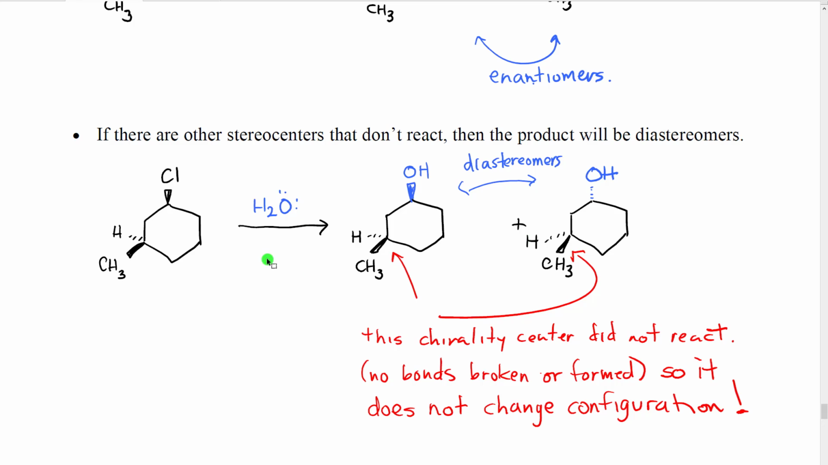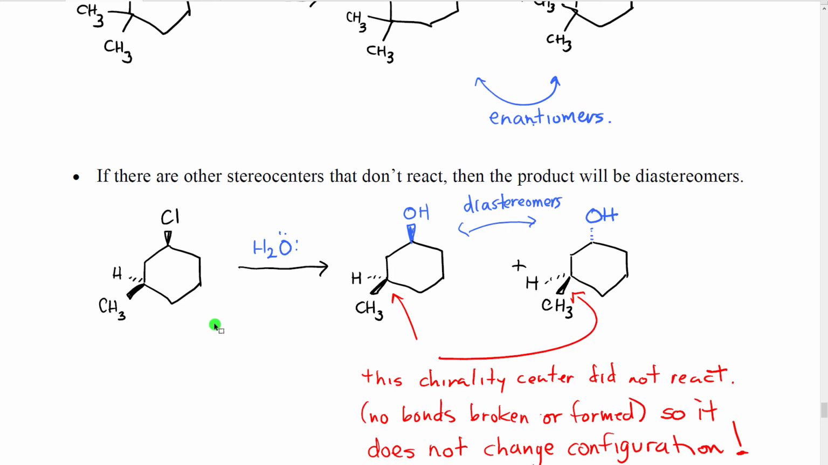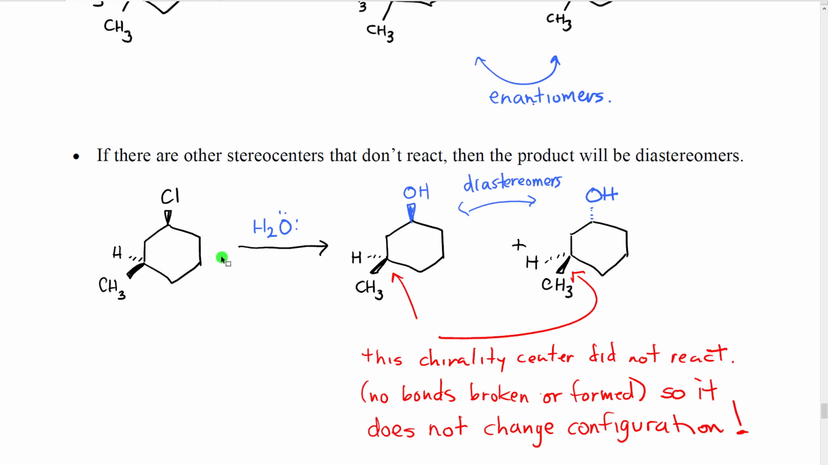However, if there are other stereocenters that don't react, then the product will be diastereomers. So, doing a very similar reaction to the one above, but instead of having two methyl groups here, having only one methyl group, that makes this a chirality center. However, this chirality center does not react. No bonds are broken, no bonds are formed to these carbons. Only here where the leaving group is attached.